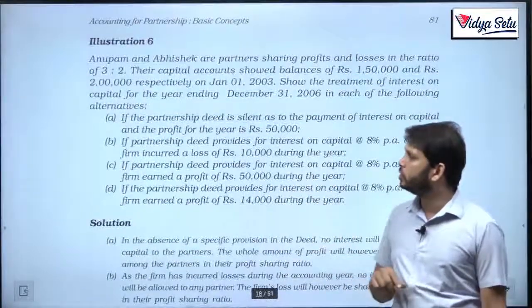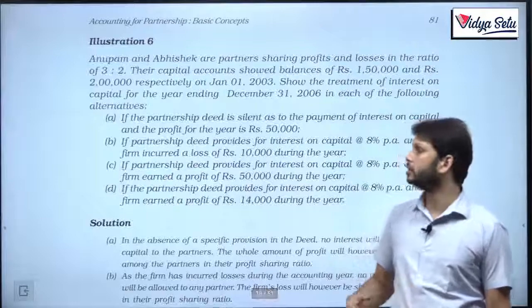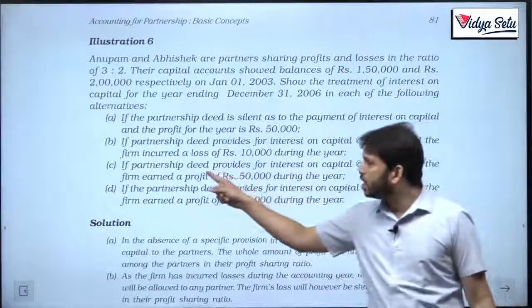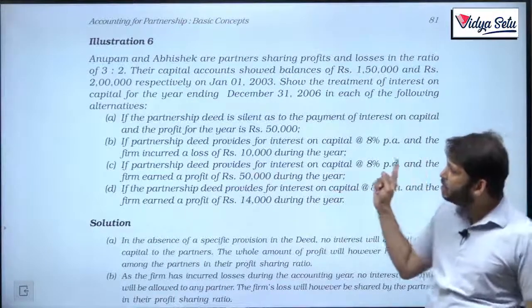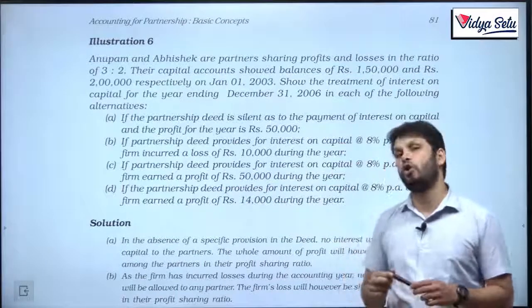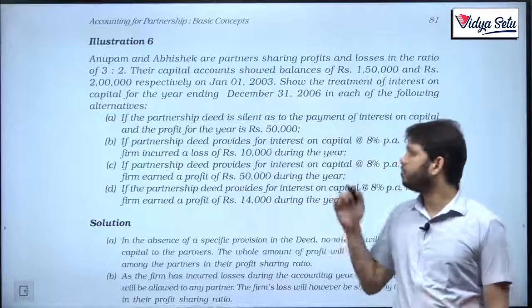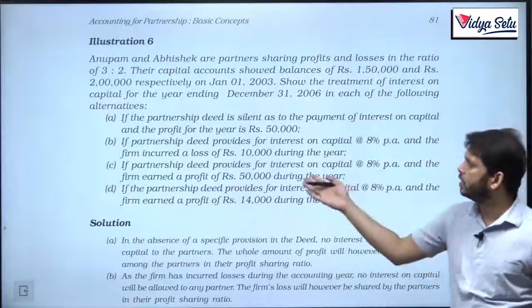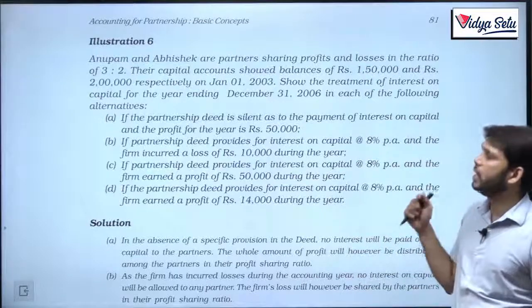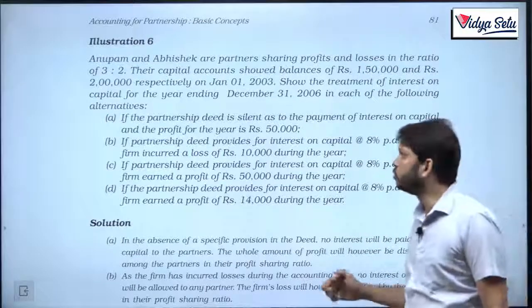Now the question becomes interesting. The third and fourth parts are really interesting. What happens if the partnership deed provides for interest on capital at 8% per annum and the firm earned a profit of 50,000? Very good. There is a need to provide interest and there is profit also. So let's see how much interest we have to pay.